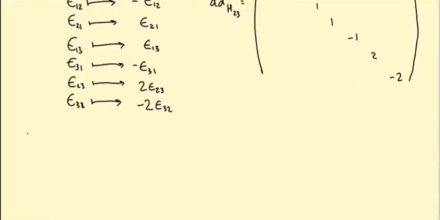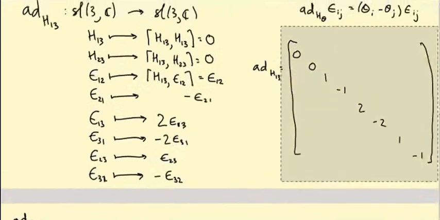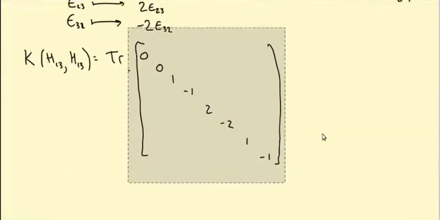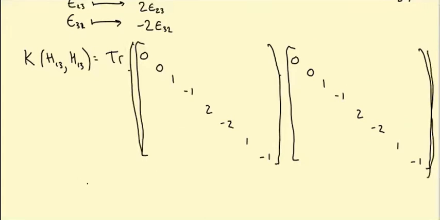So now we can calculate the Killing form. So K of H13 with itself is going to be the trace of, let's copy that matrix from above, ad H13 multiplied by itself, right, this is ad H13 times ad H13. So if I multiply these two together, I get another diagonal matrix, which is just 0, 0, 1, 1, 4, 4, 1, 1. And if I add together those diagonal elements, I get 12. So that's the trace. So that's the Killing form of H13 with itself.